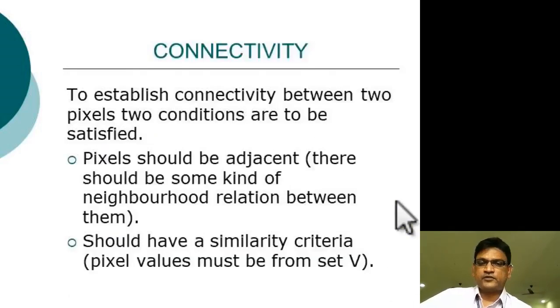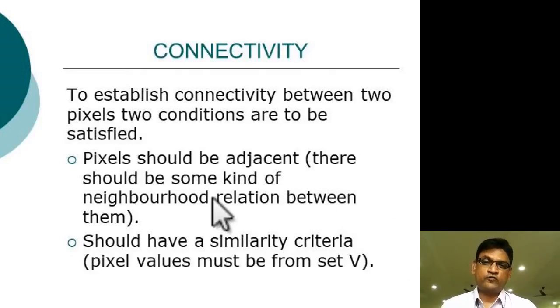Next, connectivity. To establish connectivity, two conditions are required. There should be some kind of adjacency between the pixels, that is some kind of neighborhood. It may be 4 neighborhood or 8 neighborhood. And similarly they should satisfy a similarity criteria, meaning the values that are to be connected must be from the given set V.